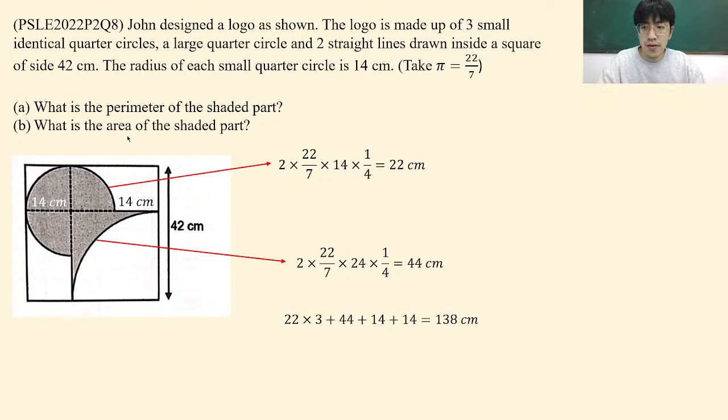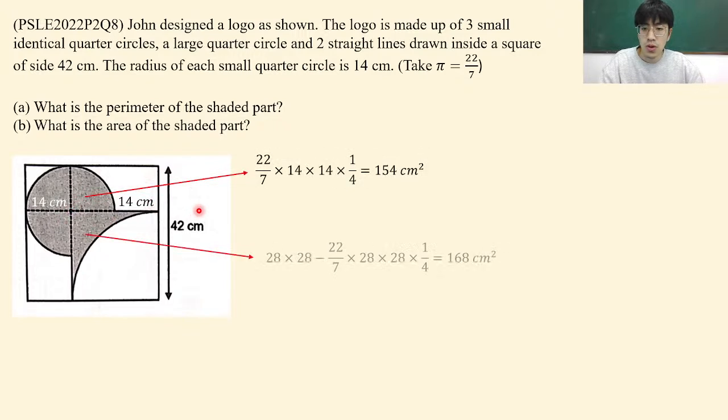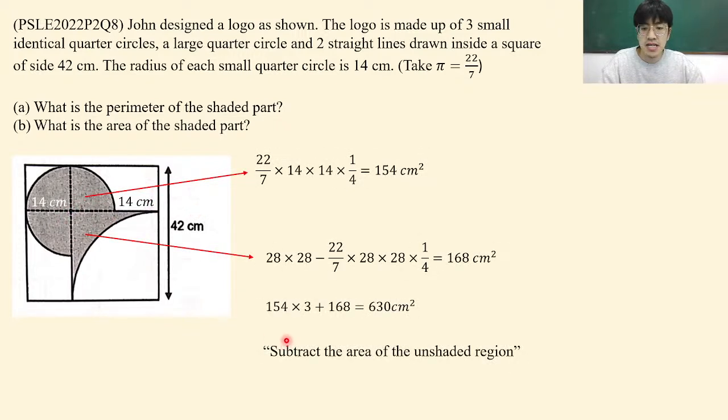And once we have found the perimeter, in order to find the area of the shattered part, we see that these three quarter circles are relatively easy to find, but then for this weird looking slope shape, what we did was we first find the area of this square and then subtract with this big quarter circle, so that the remaining area would be this shattered area that we are looking for. So let me put this as subtracting the area of the unshattered region.